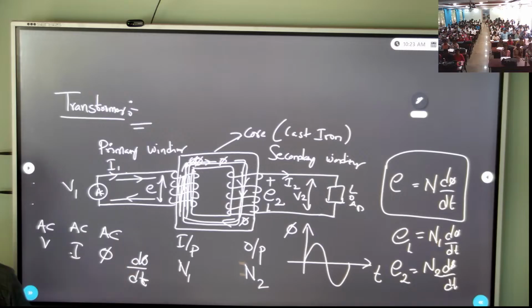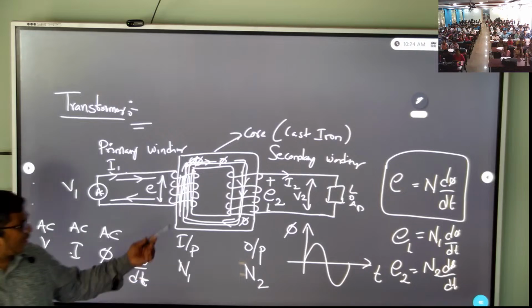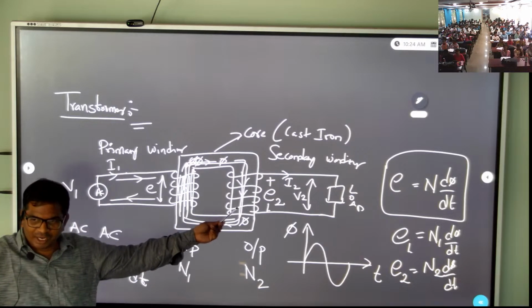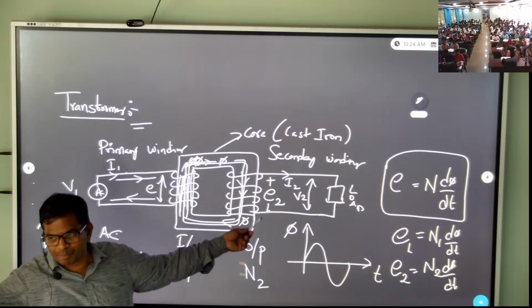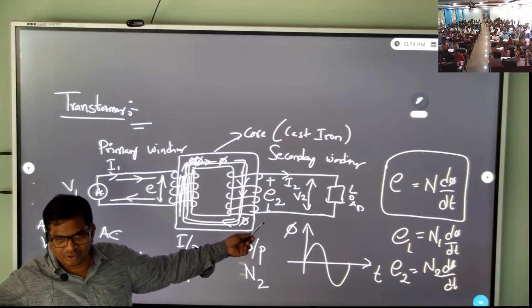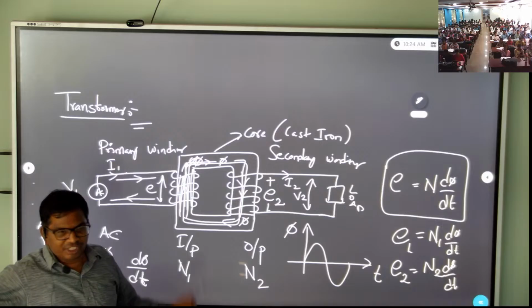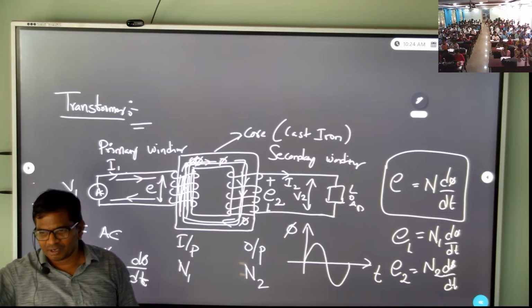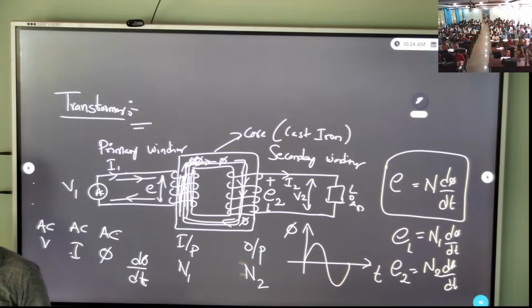You have to draw this circuit. You have to represent every parameter: V1, I1, E1, V2, I2, E2, N1, N2. And windings. What is the function of the winding? In the winding only, EMF will be induced. In order to induce an EMF, what do we require? We require the winding. If there is no winding, where will the EMF be induced? So E1 and E2 are not equal. For example, E1 is 230 and E2 is 9 volts.